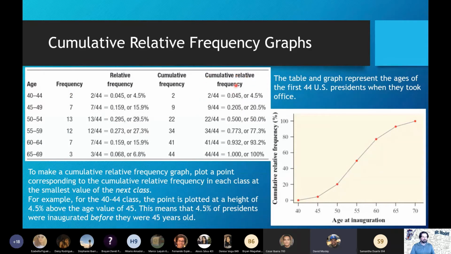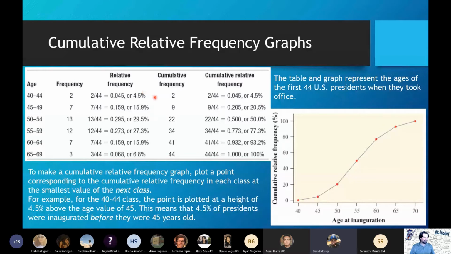The cumulative relative frequency works the same way. The first row is the same, 4.5%, 4.5%. Then we use the cumulative frequency and divide that by 44, instead of just the numbers that were in that class originally, which would have been just 7. And we get 20.5.